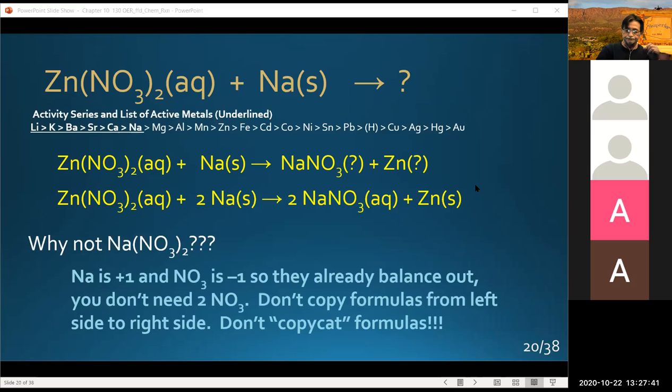So that's basically what we're saying here about the nitrates. We might be tempted to write it as Na parentheses 2 because zinc nitrate started that way, but don't do that. Base your information on what we learned about the metals and where they are with respect to the periodic table and how many electrons they lose.